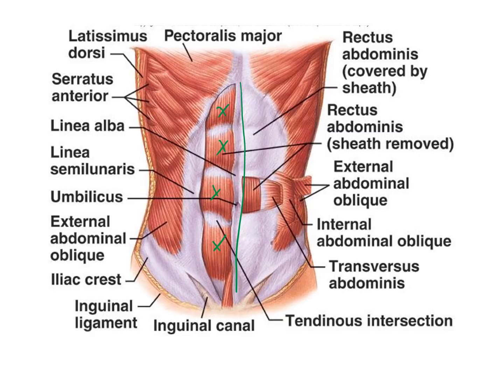There is also an area to the sides of both rectus abdominis muscles referred to as the linea semilunaris, demonstrated here by the green line.